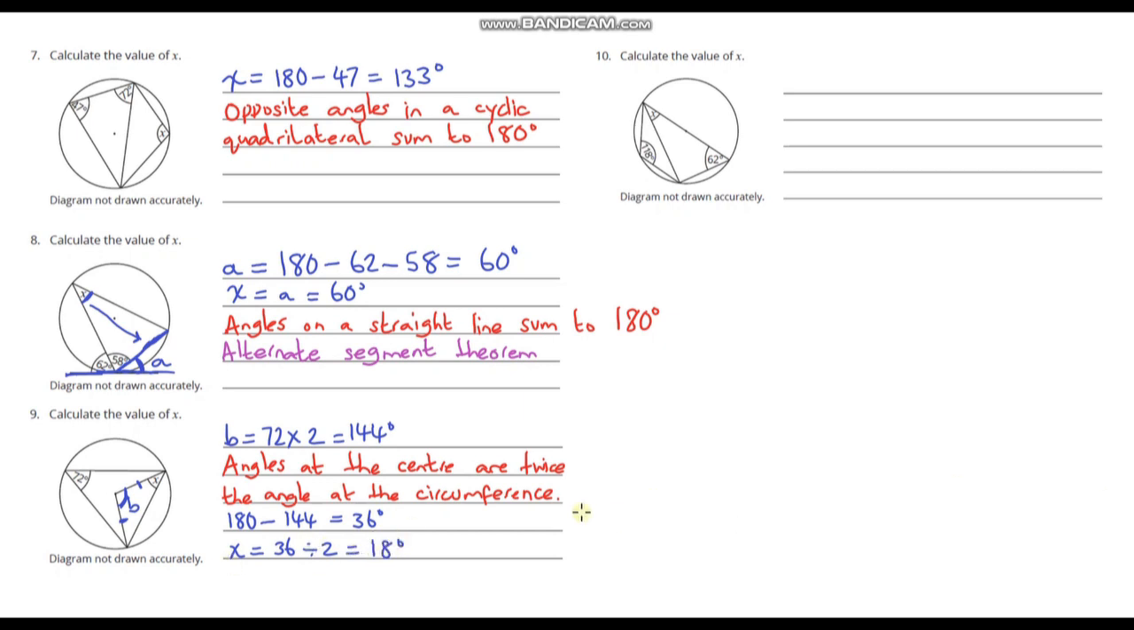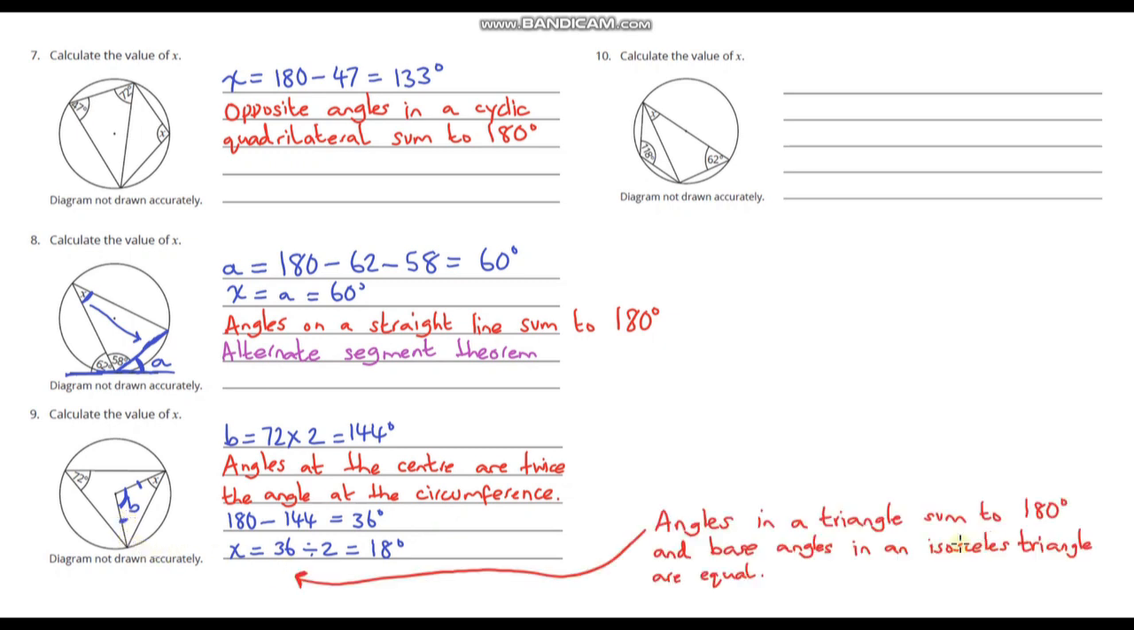And we do also need to give our reason. So our reason is angles in a triangle sum to 180 degrees. And base angles of an isosceles triangle are equal. Now this second part about base angles in an isosceles triangle, you probably don't necessarily need that, but I've just included it just to be sure. Okay, the last question. Question 10, calculate the value of x.